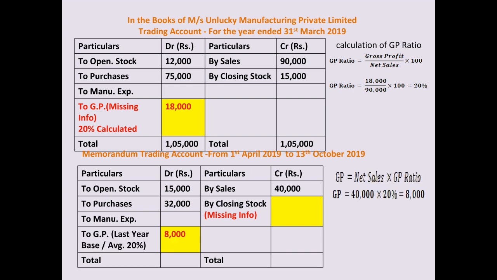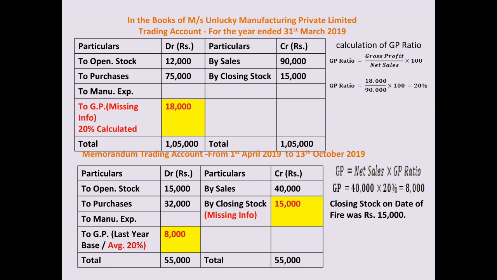So in the memorandum trading account, the value of sales is 40,000 and 20% of 40,000 becomes 8,000. So let us write that 8,000. Now we can see that we have some missing information on the credit hand side, and let us try to find out what the missing information is. Here the debit side is heavier because it's 55,000 and there is a shortfall of 15,000 on the credit hand side. That 15,000 is nothing but the missing information. It is the closing stock on the date of fire, that is 15,000.